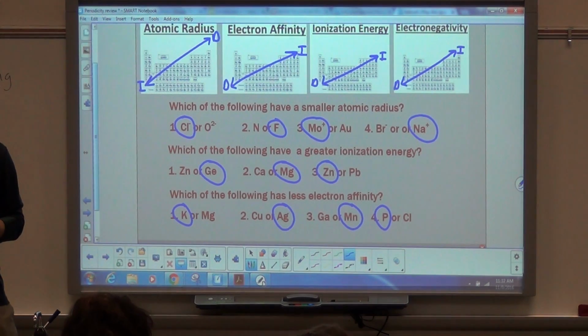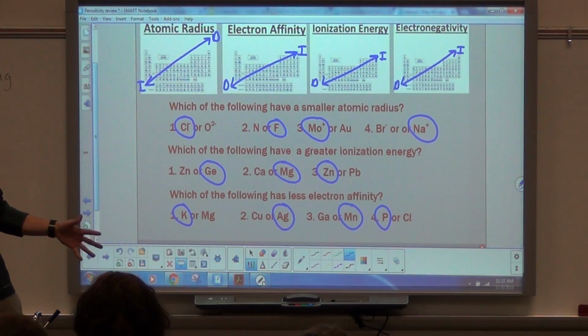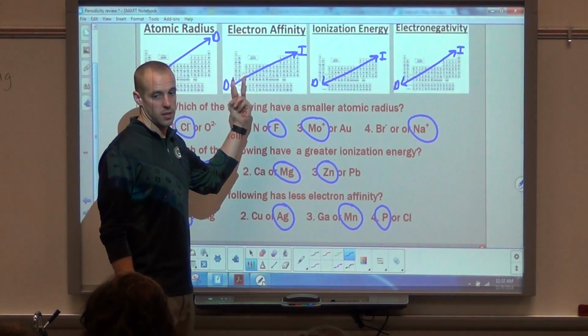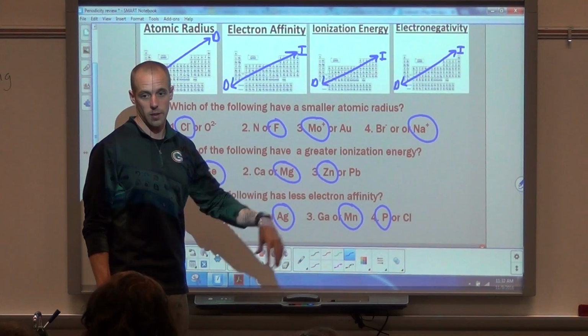Are we good on these? Okay, perfect. I'm telling you right now, the best way to help you be successful tomorrow is to write at least these two trends out on your sheet when you get it.